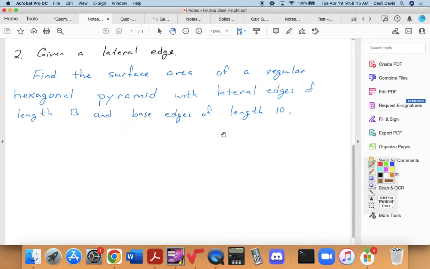Given a lateral edge. So find the surface area of a regular hexagonal pyramid with lateral edges of 13 and base edges of length 10. The lateral edge and the slant height, gentlemen, is there a question? You ask me. Otherwise, okay, you can get it in a moment then. So the lateral edge and the slant height are never the same length. Never, ever, ever.